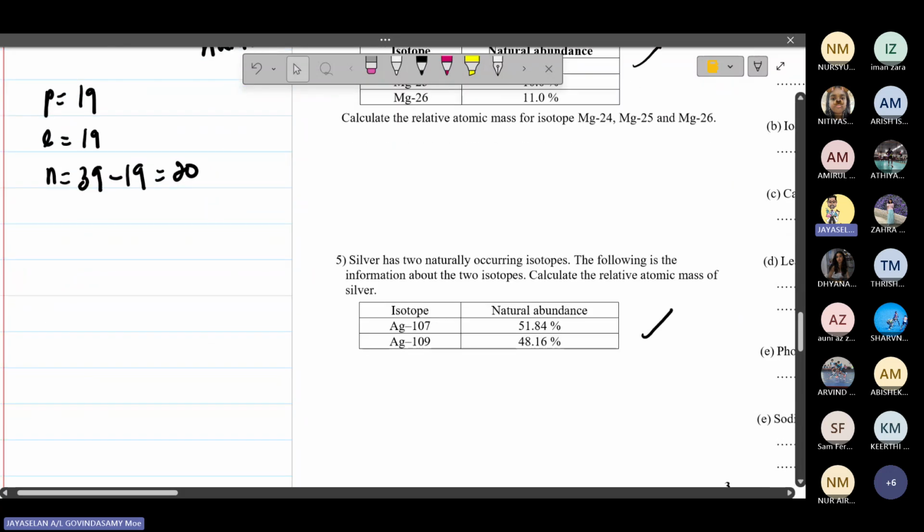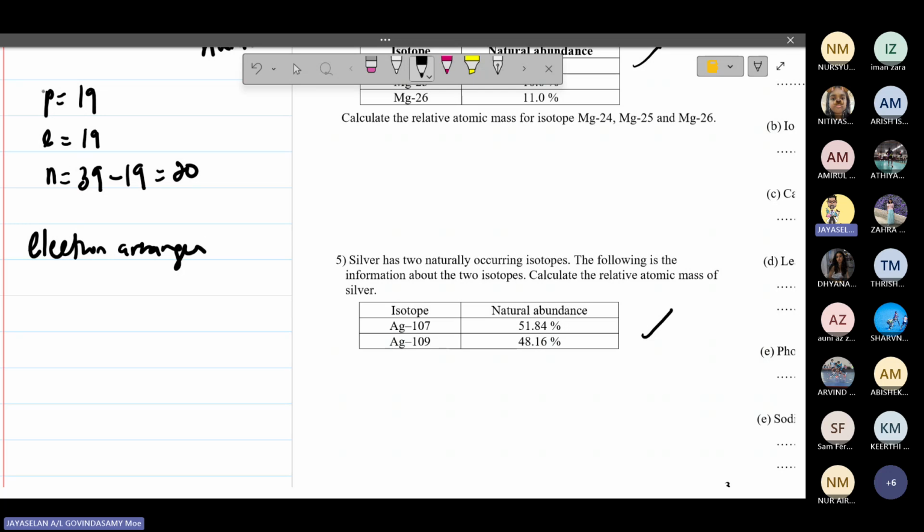Okay, and how to do the electron arrangement? We use the proton number or we can use the number of electrons. 2.8.8. Okay, 2.8.8. A lot of students will do what? 2.8.9. Okay, if you do like this, it is wrong already.